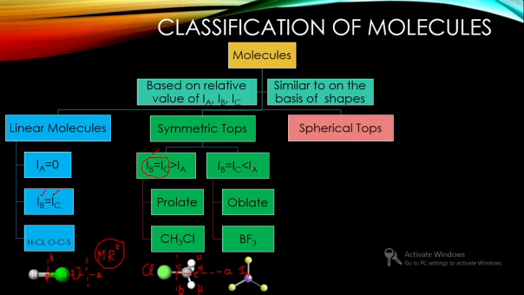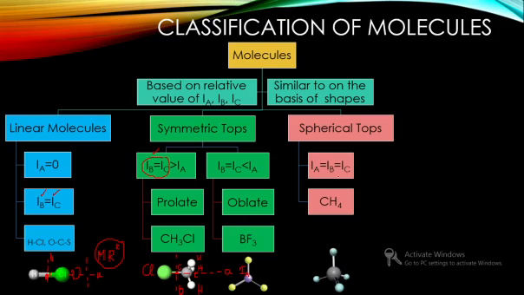And the third kind of molecule is the spherical top molecule, where all the moments of inertia have equal value. An example is CH4, where in whatever direction you take, they will appear in a similar manner, and hence it will give an equal kind of moment of inertia.